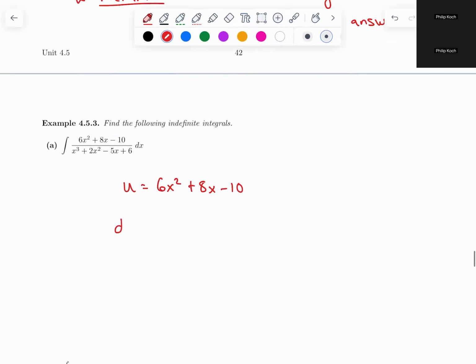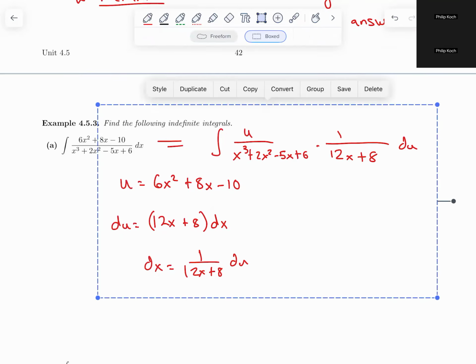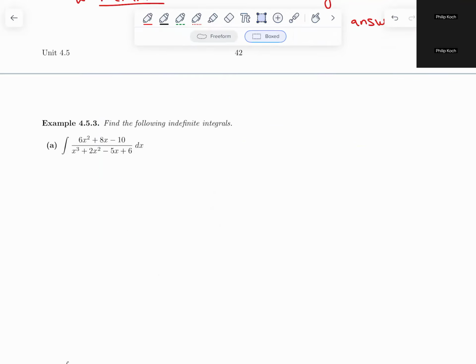Then du would equal 12x plus 8 dx. So dx would equal 1 over 12x plus 8 du. And this would become the integral of u over x cubed plus 2x squared minus 5x plus 6 times 1 over 12x plus 8 du. And nothing's going to cancel, right? We actually end up having a more complicated denominator. So that doesn't work out. That's okay. We just go back to the drawing board. We take our tablet and we delete that, or we use our eraser, one of the two.